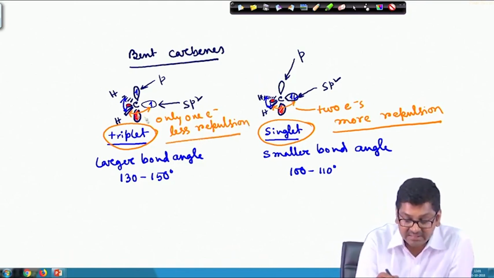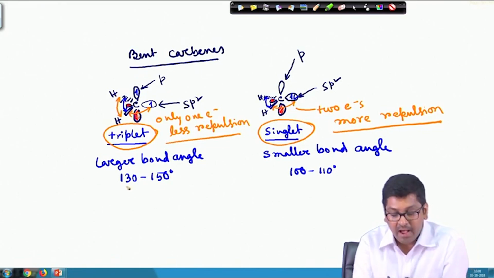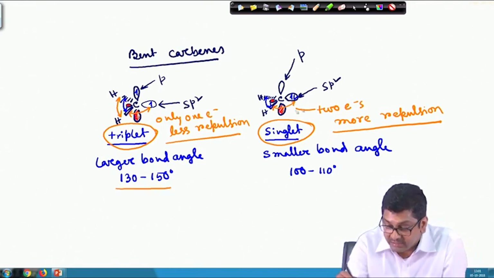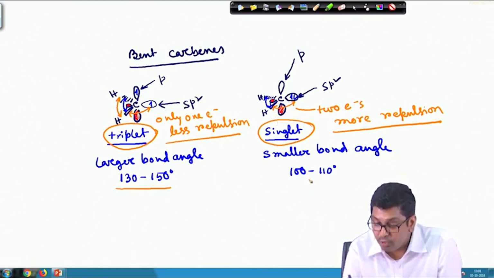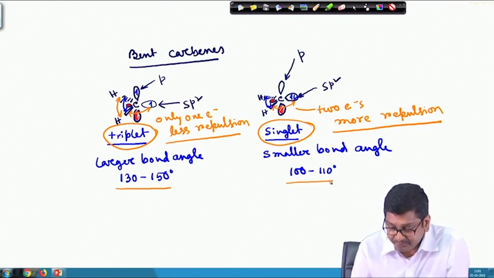And if it is less repulsion, that means these bond angles will be larger, that is here 130 to 150 degree, and if the repulsion is higher, then this will have the smaller bond angle. So, this will have 100 to 110 degree.